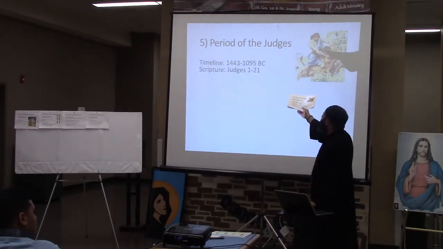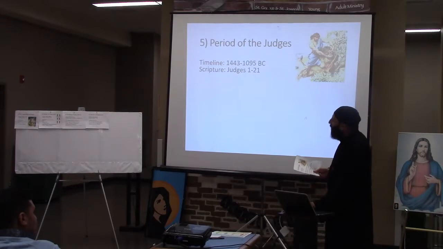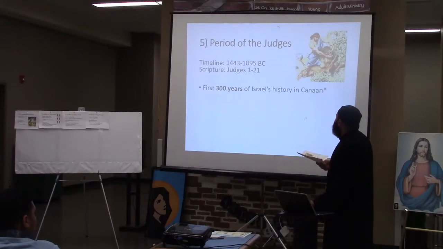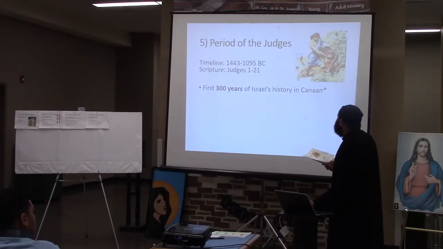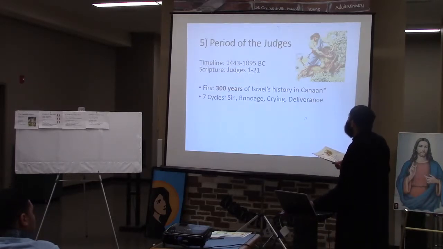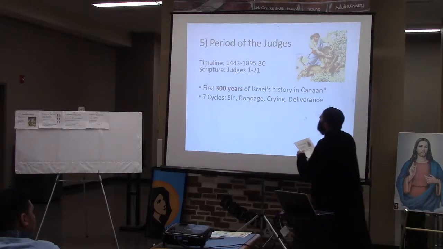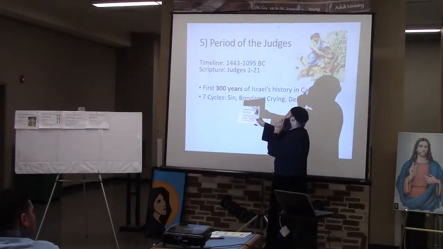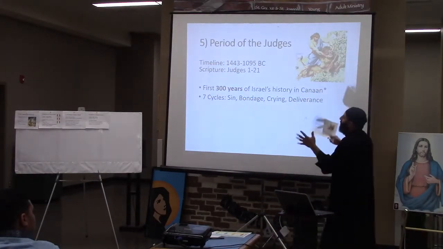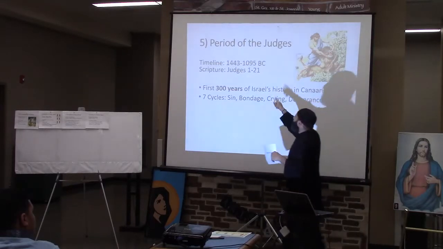So there's a period of about 300 years or so, a bit more. This is in the book of Judges. Okay, so now they're in the promised land. Their first 300 years of history is basically 7 cycles. There are 7 cycles, and the reason it's called a cycle is that it always goes through this order.